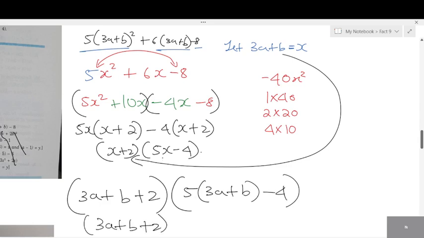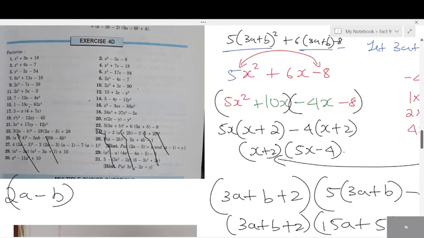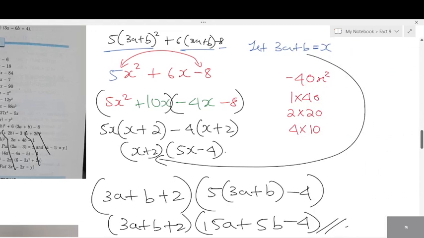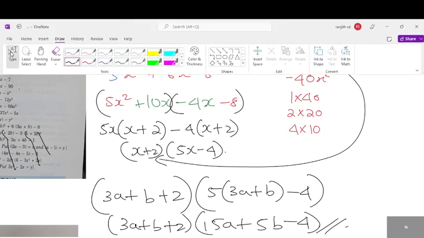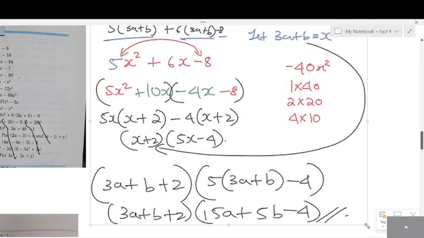Open the bracket. I've just replaced the value of x. That's it. Just replace the value of x. When you open the bracket, you get 15a plus 50b minus 4. If you have the textbook, can you check this answer, students? Whoever has the textbook, can you check this 22nd question 4D? It's right. Okay. Any one of you just keep a bookmark on the answers page as we solve.